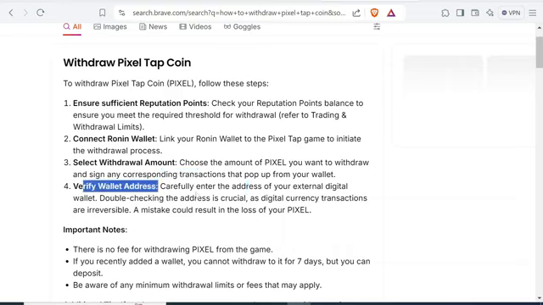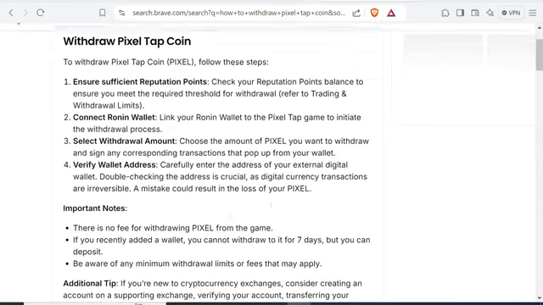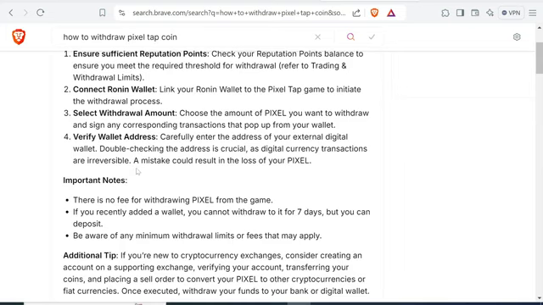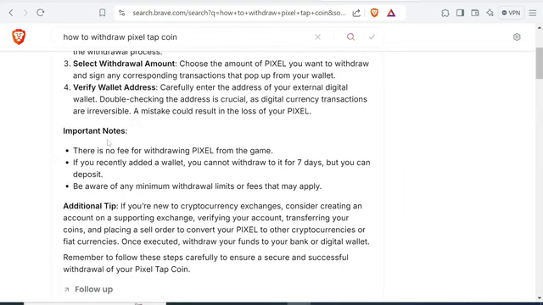Verify wallet address. Carefully enter the address so you don't enter it wrong, because you're gonna lose your pixel if you do enter it wrong, so make sure it's right. Important to know, there is no fee for withdrawing pixel from the game. If you recently added the wallet, you cannot withdraw to it for 7 days, but you can deposit. Be aware of any minimum withdrawal limits or fees that may apply.